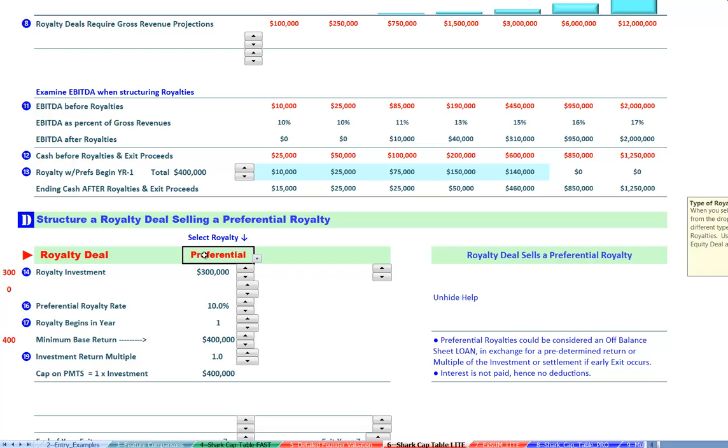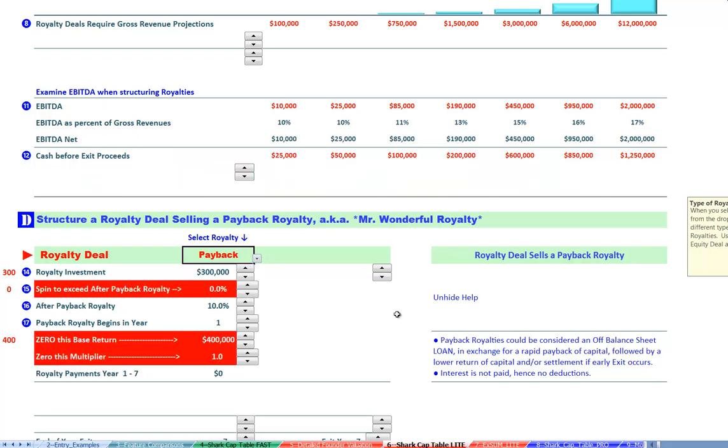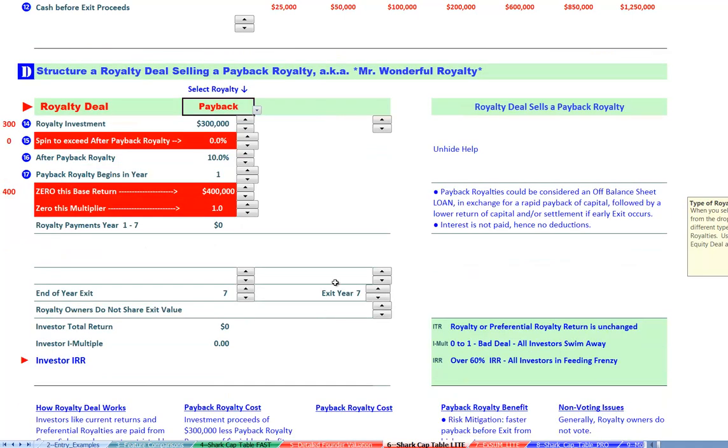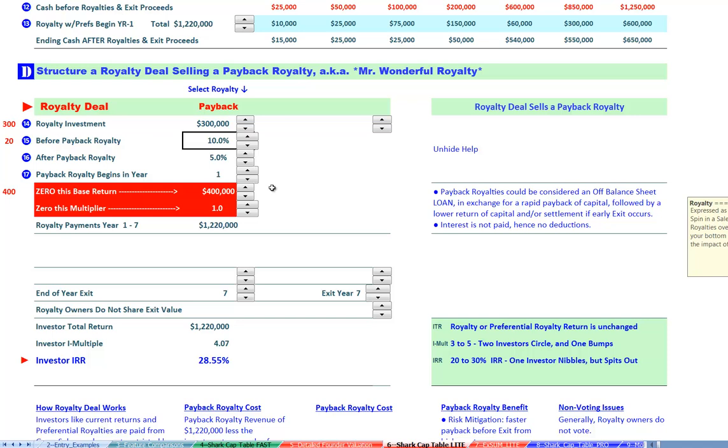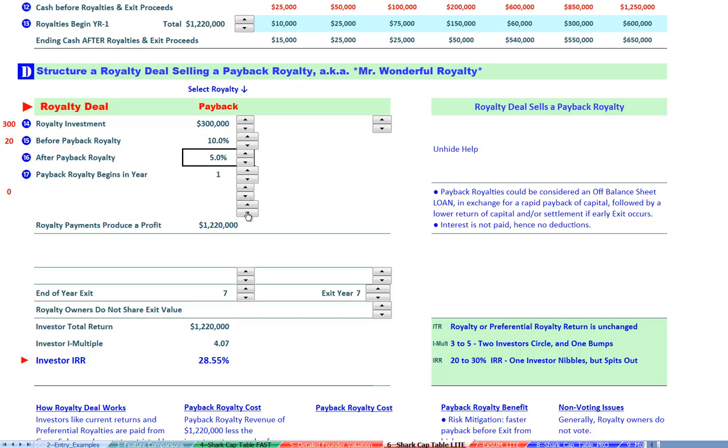Now, let's look at one more royalty that we have here, and it's called a payback royalty, or AKA Mr. Wonderful. So when we see red, we spin in the pre-payback amount of 10%. Now this is usually Mr. Wonderful, as on my favorite program, Shark Tank. And usually he says, you know, I'll give you the money, and I want 10% before payback and 5% after payback. So we need to zero this. Give it a couple seconds here. It'll crank itself down. And we got to get this down.